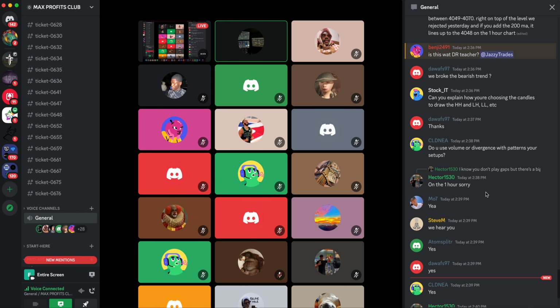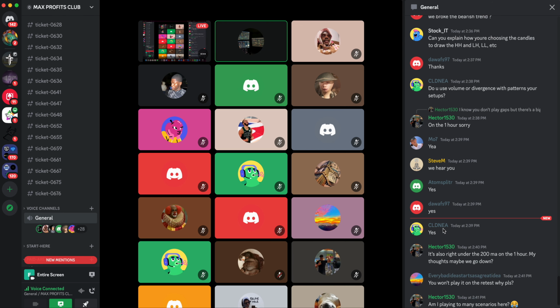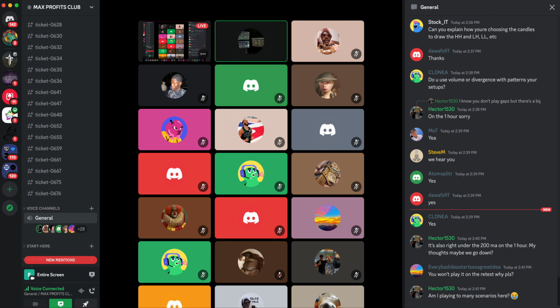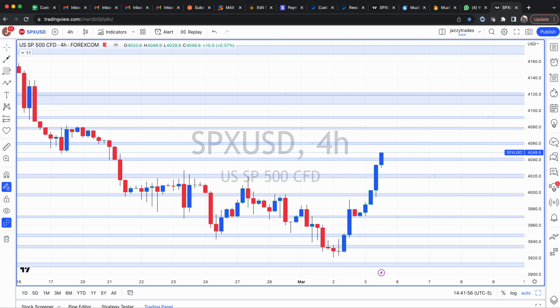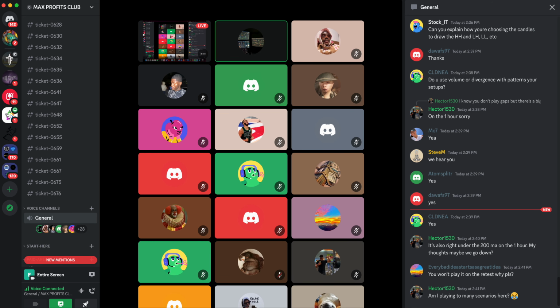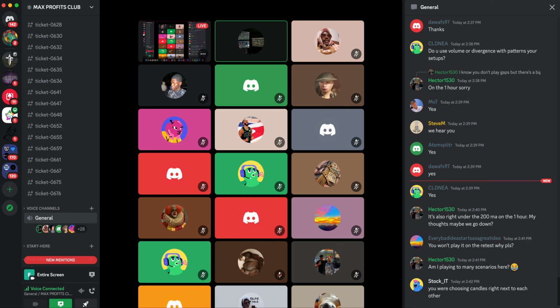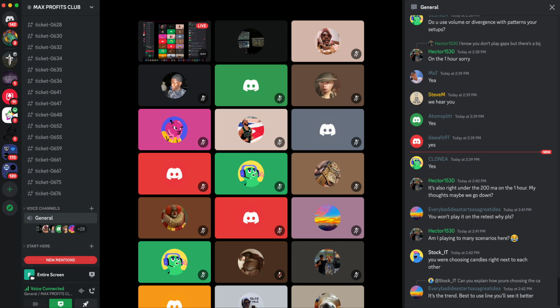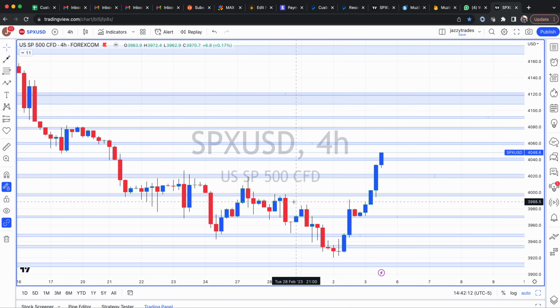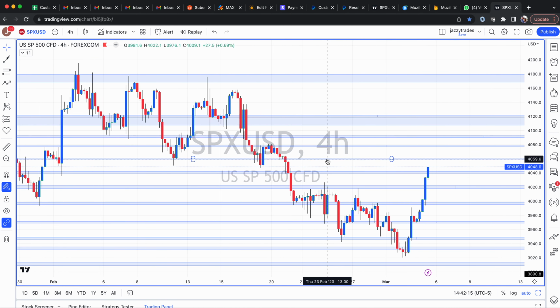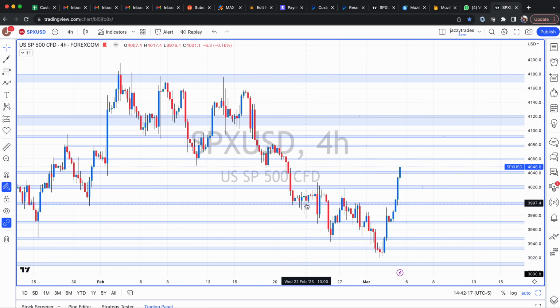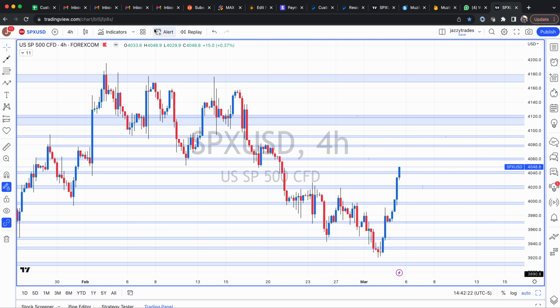Like, how do I draw? How are you choosing candles? It's an approximation. You were choosing candles right next to each other. So when I'm drawing this, it doesn't actually matter which exact candle I'm choosing. That doesn't matter. So let me write this down because I think it's not clear.